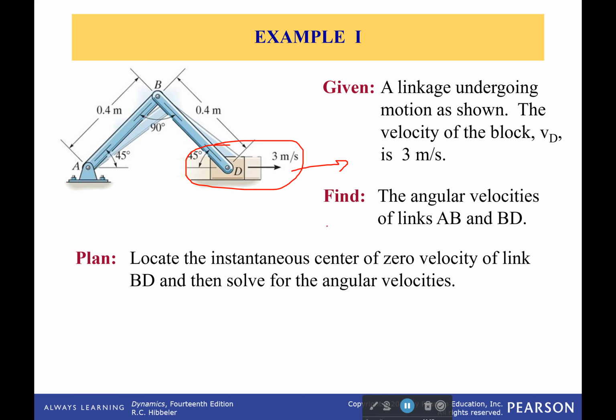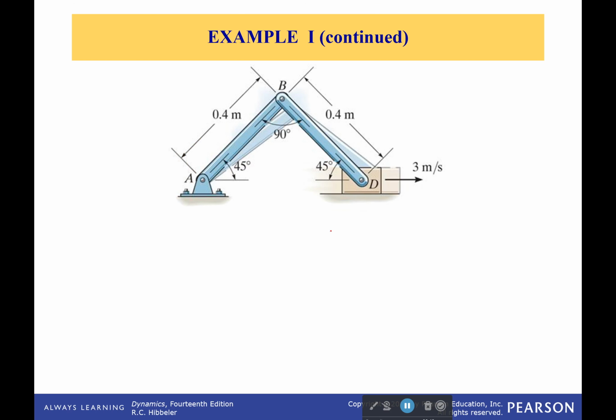So how are we going to do this? Well, we're going to find the instantaneous center of zero velocity and then solve for the angular velocities. Now, I'm not going to make you do this on your own. We're going to do this one together, and then as always, you're going to jump into it and try on your own with the next example. But let's jump into it.